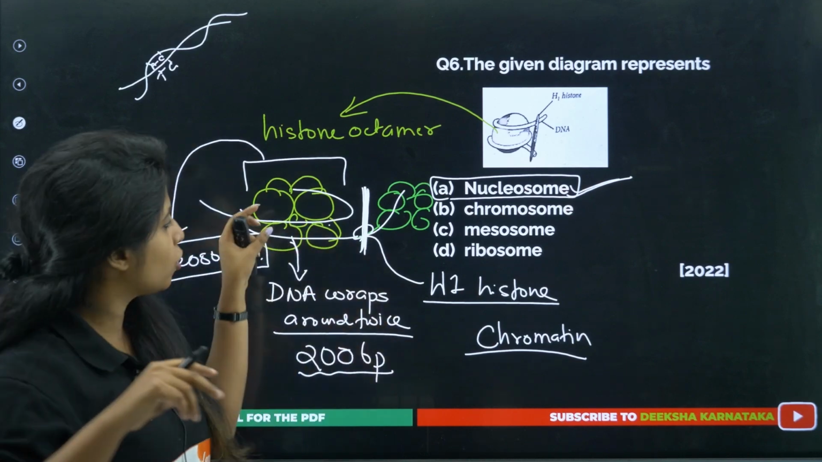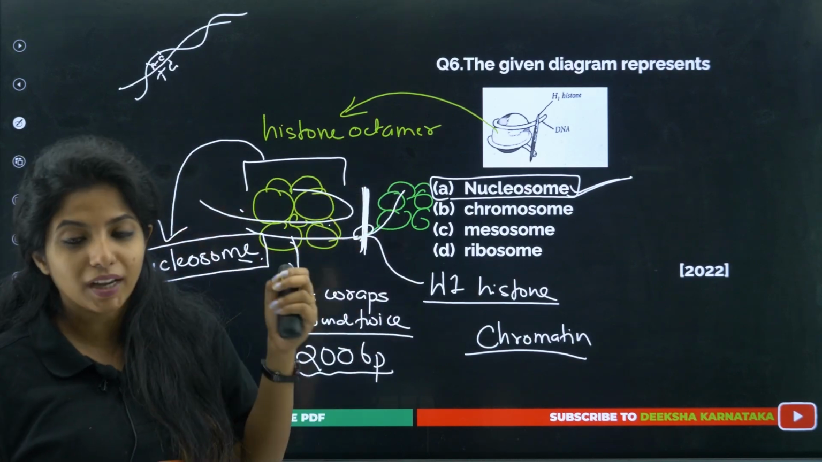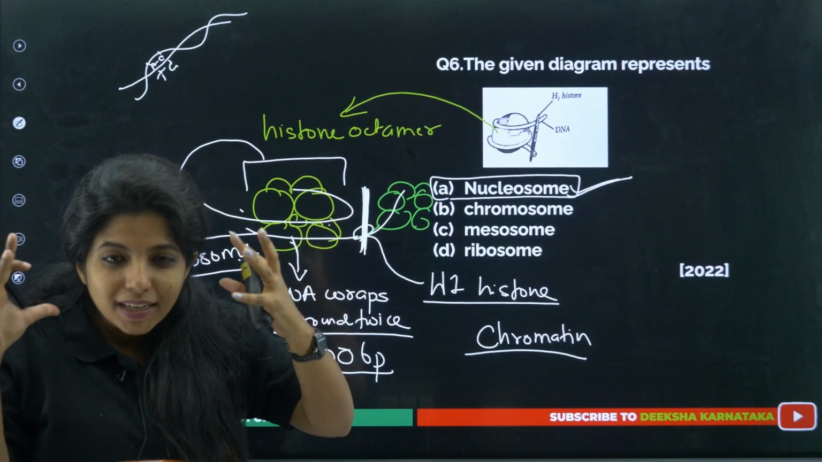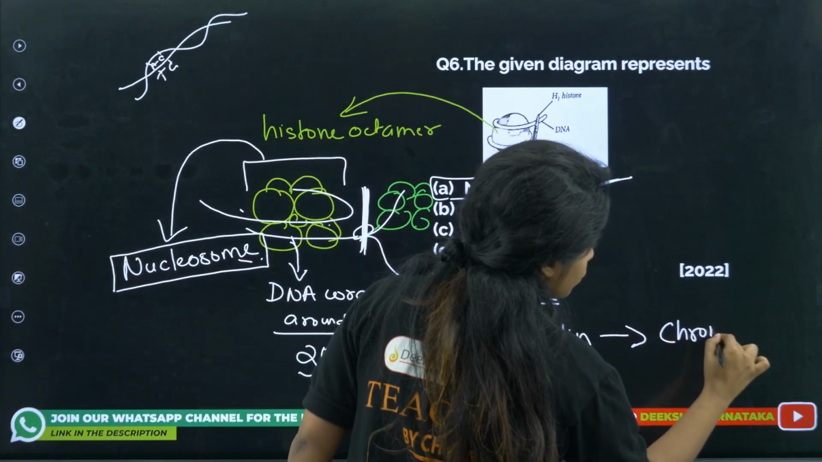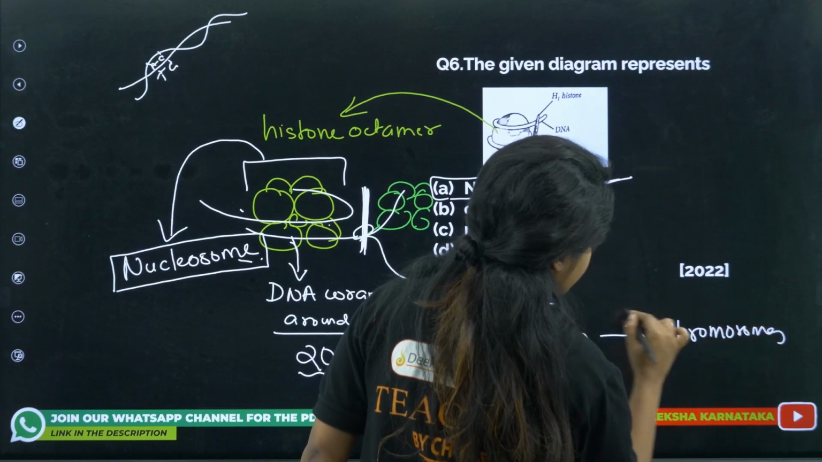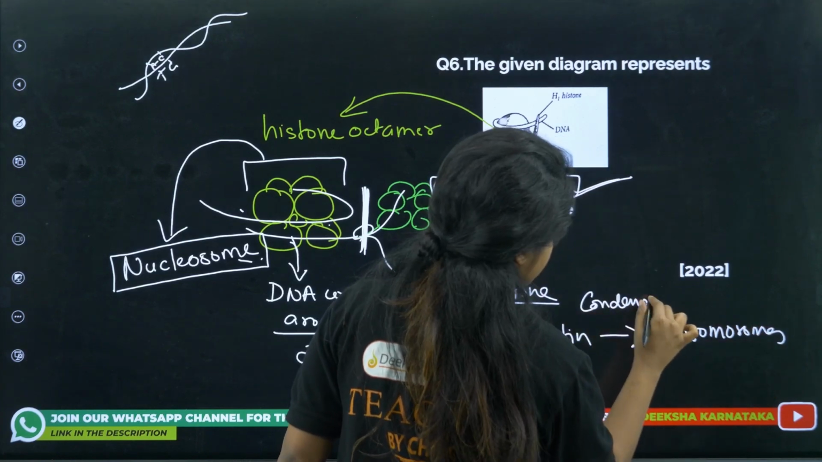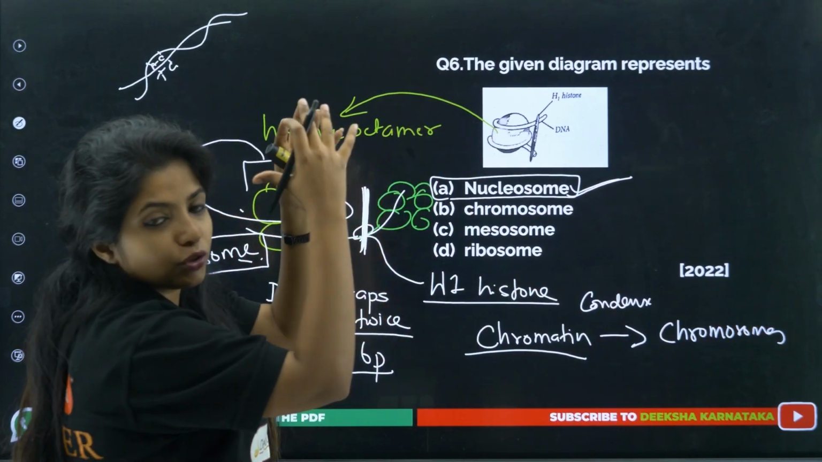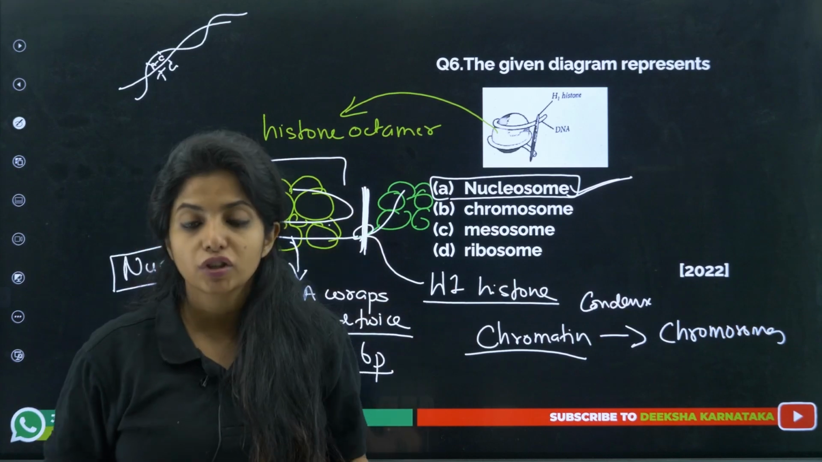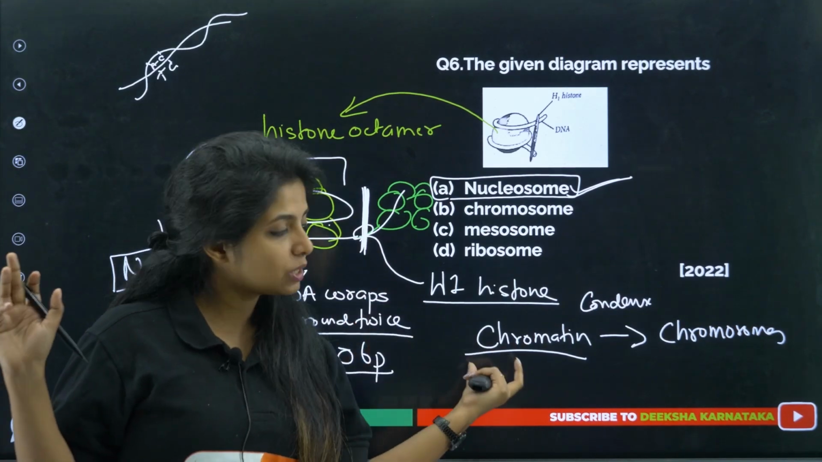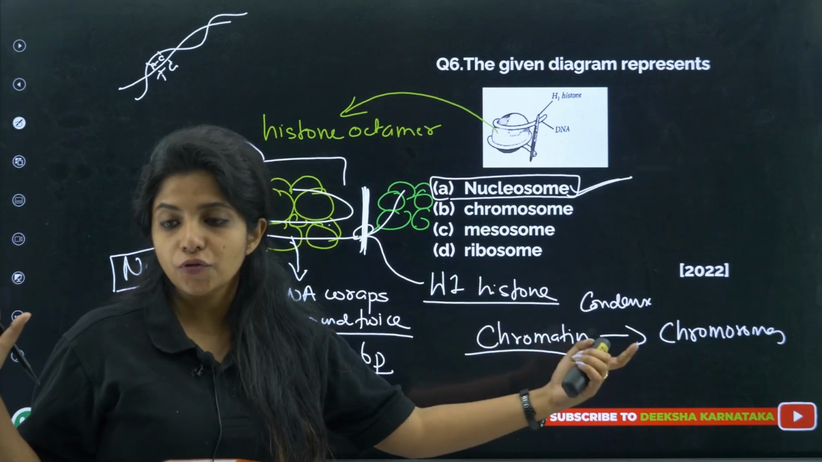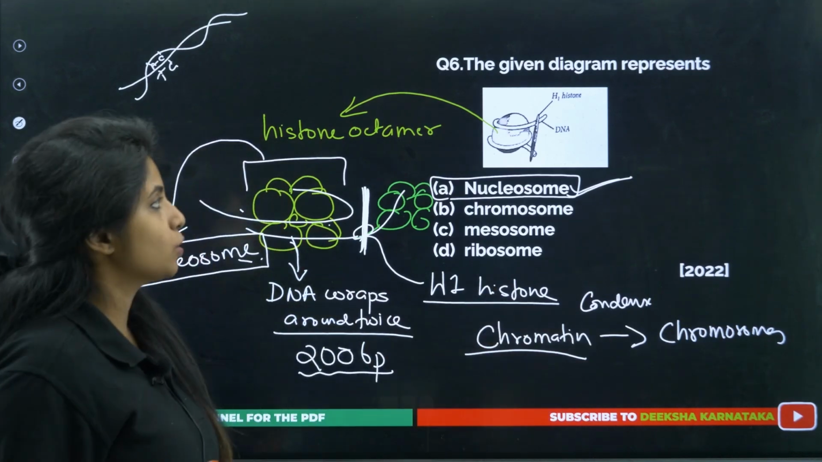On a string there will be small beads like this that will be visible under the microscope. Now when the chromatin condenses, it forms something that is known as chromosomes. When it condenses, when it comes close together, it gives a rod-like structure that you see, and it is known as chromosomes. So what is a less condensed form? Chromatin. What is a more condensed form? Chromosomes. This is question number 6.